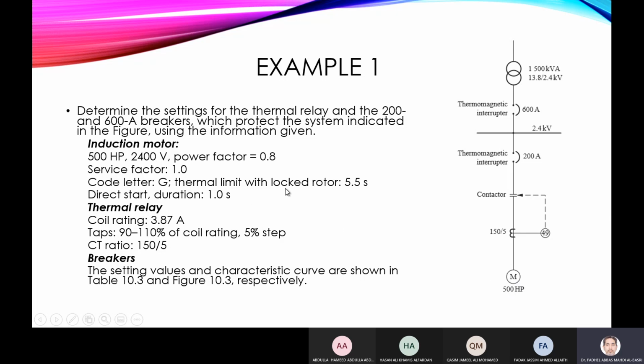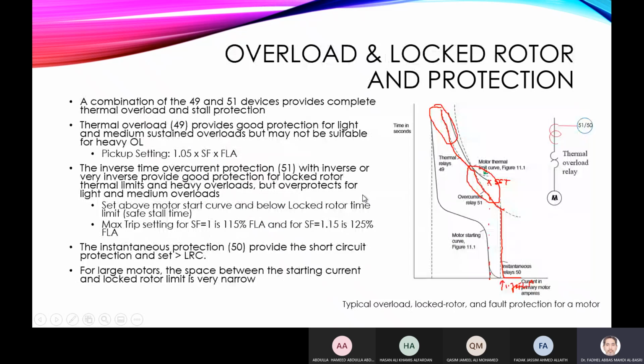Thermal limit with the locked rotor is 5.5 seconds. So what does that mean? It means when the current is at locked rotor level, you can wait up to 5.5 seconds before the insulation gets damaged. This is like the safe stall time limit. The point I have mentioned here, this is the time point they provided.